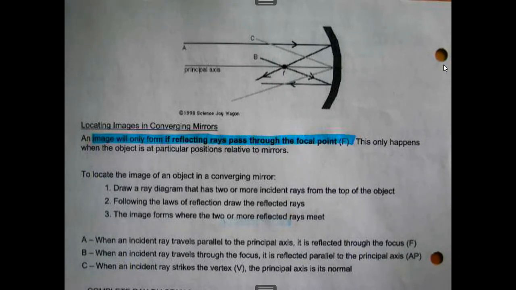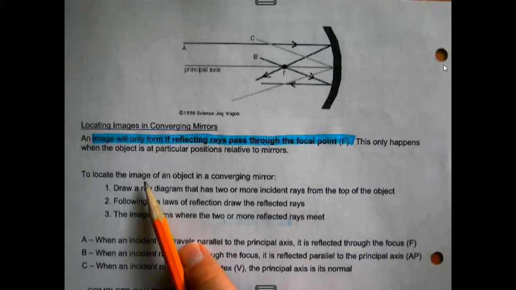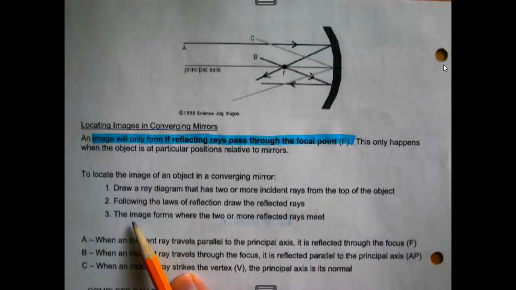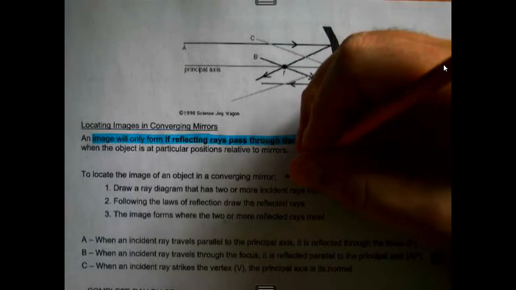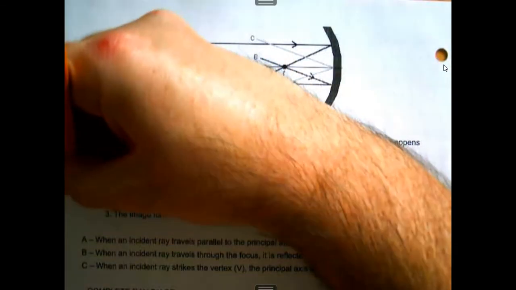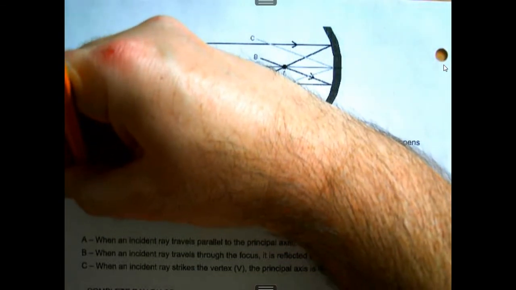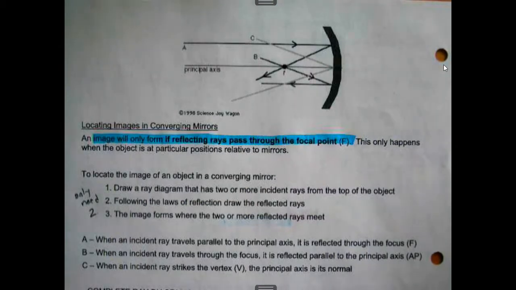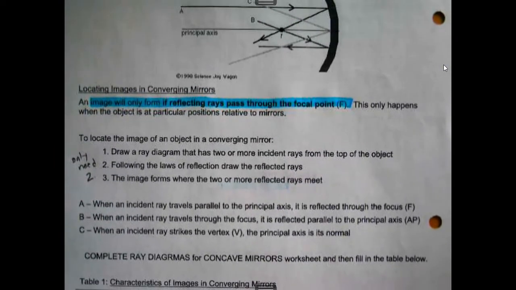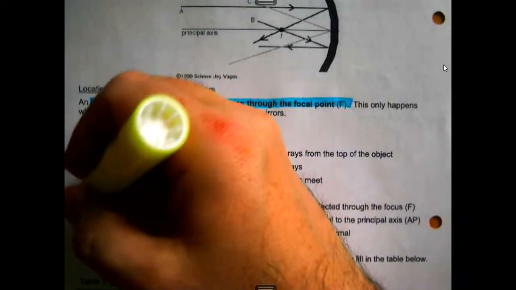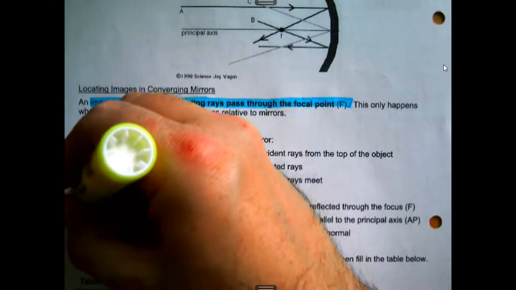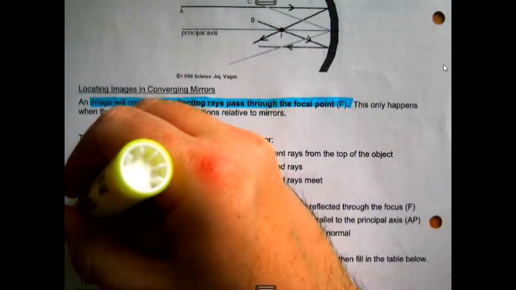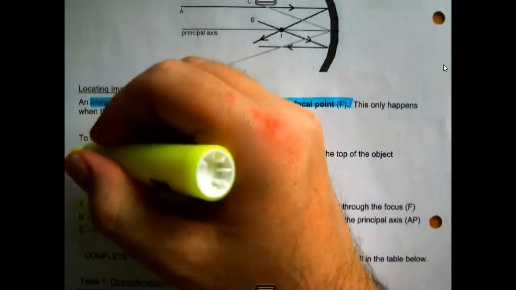Okay? All right. Now, to locate the image, we're going to draw 3 lines, but you only really need 2. You only need 2. And the easier ones to do are the 2 down here: parallel to the principal axis, and then when it goes through the focus. Those are the easiest 2 to do for the 2 that you need to do.